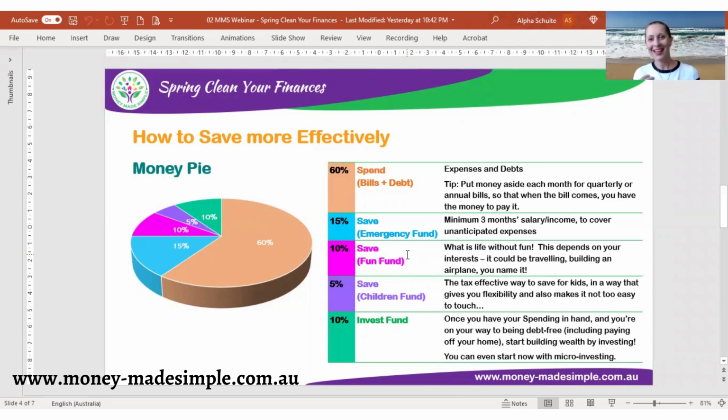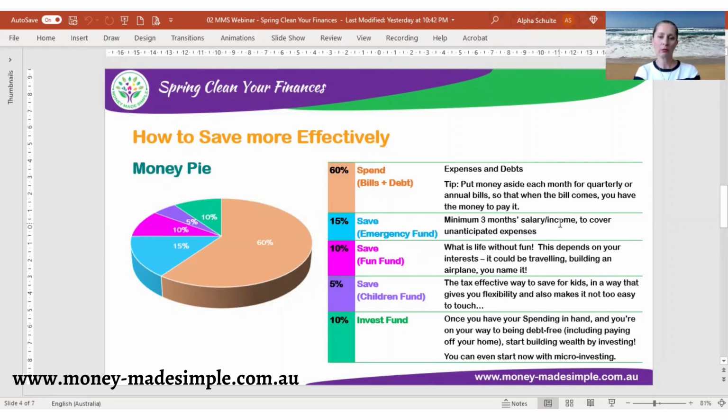I know what I'm like, and I create structures around my saving to help support the way I work. And I would suggest you figure out what works for you in that regard as well, because we are all different and different things work for different people. So then we have about 15% for an emergency fund. I've got a minimum of 3 months of salary.